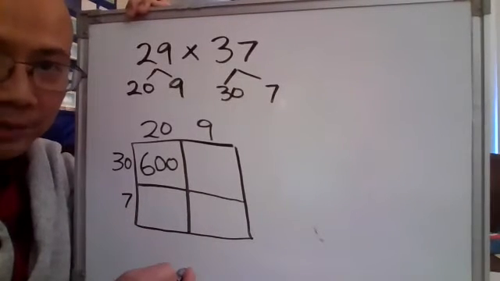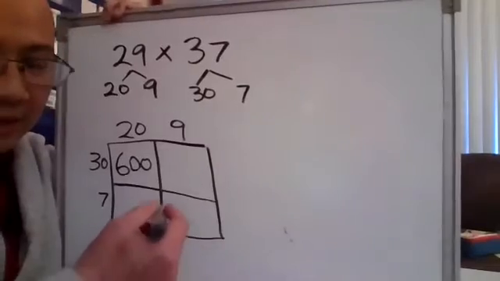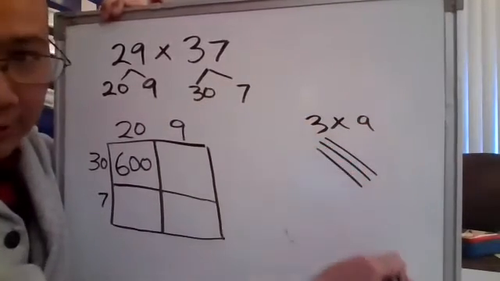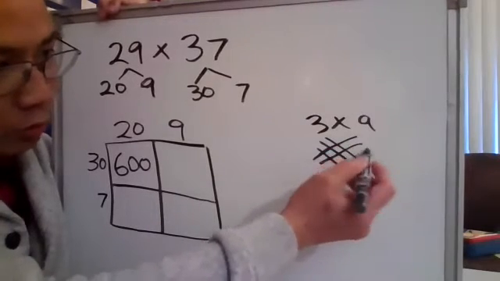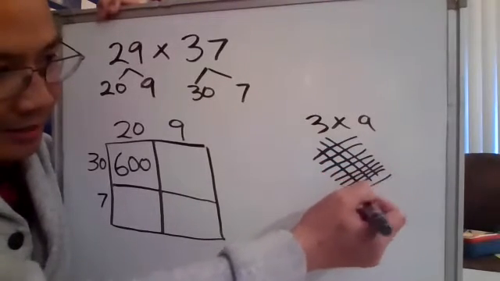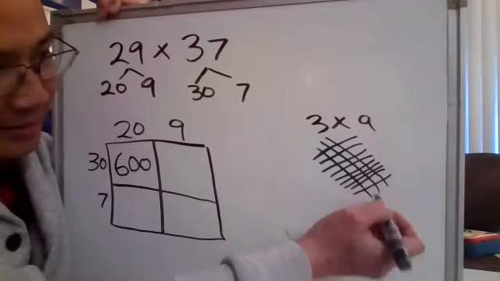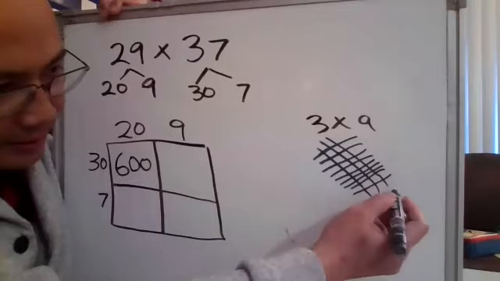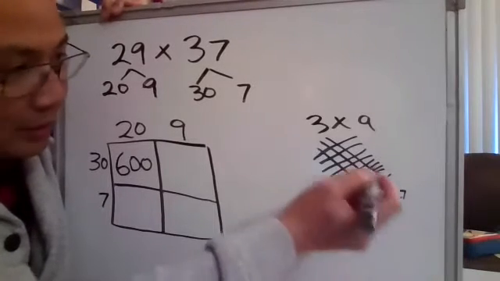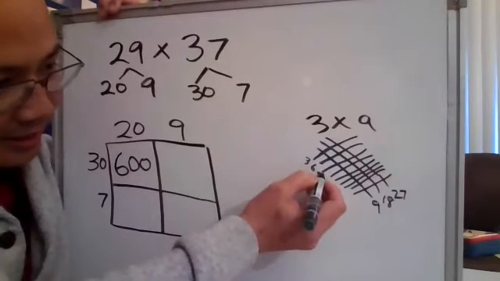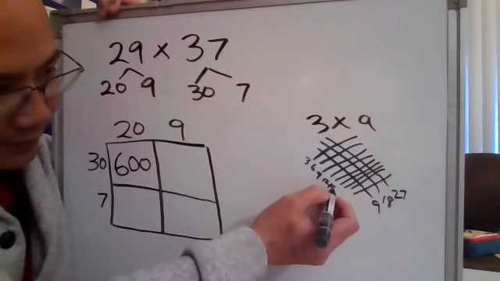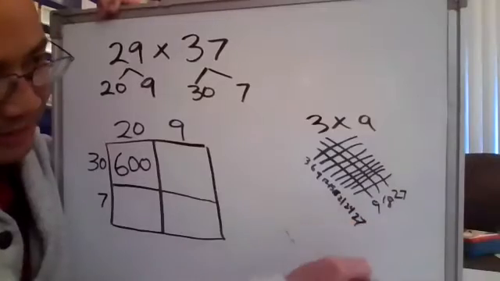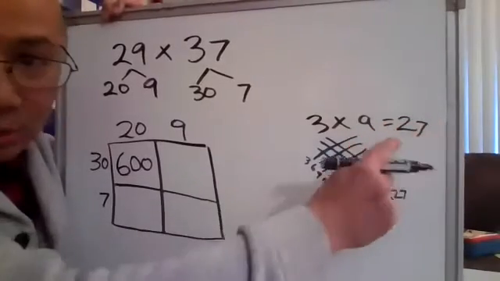But if I don't have a multiplication chart, then I can do something like this. I can say 3 times 9: 1, 2, 3, and then I go 9. 1, 2, 3, 4, 5, 6, 7, 8, 9. And then I count by nines: 9, 18, 27. Or I can count by threes: 3, 6, 9, 12, 15, 18, 21, 24, 27. So 3 times 9 is 27.